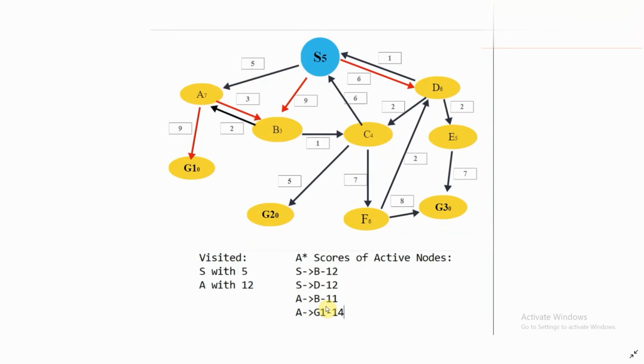After visiting A, we have 4 choices. 2 of them have carried over from the previously untaken paths. 2 new paths are possible from A. One of them is A to G1 and the other is A to B. The A star score of B is given by the path length of B from S, which is 5 plus 3, 8, added to the heuristic value of B, that is 3. This gives us a total of 11. Similarly, we obtain the A star score of G1 as 14. Since B has the minimum A star score, we choose B and move on.